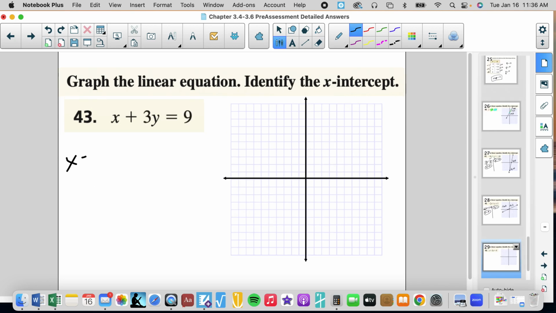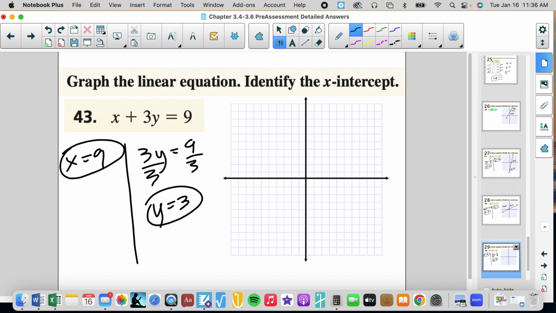Same thing. X-intercept equals 9. Y-intercept equals 3. This is literally taking me 30 seconds to do. And now we don't want to rush and do it wrong, but we do want to be efficient. So we can be doing these problems in less than a minute. That's 0, 3, and this is 9, 0.